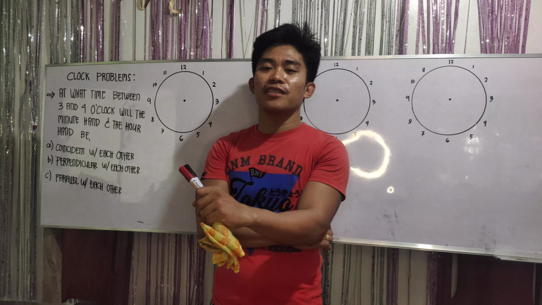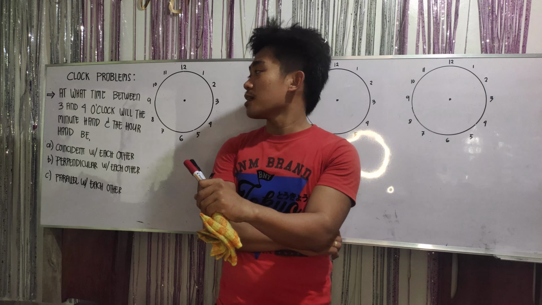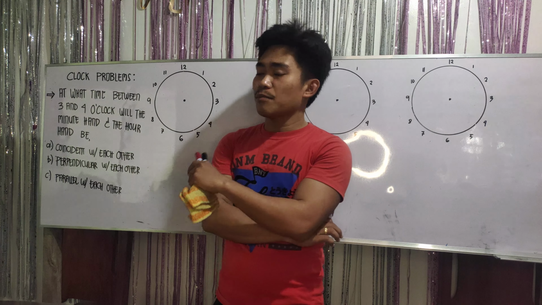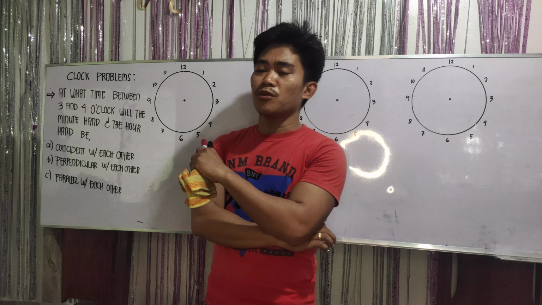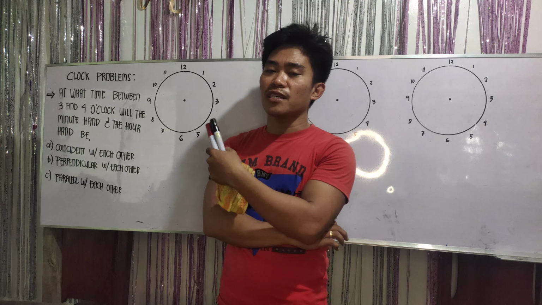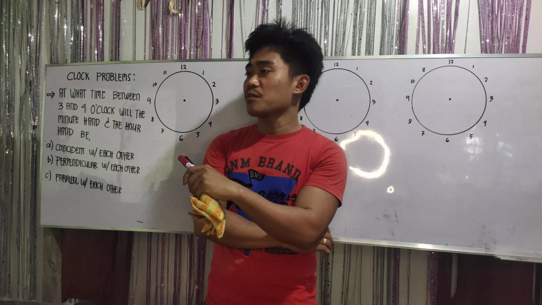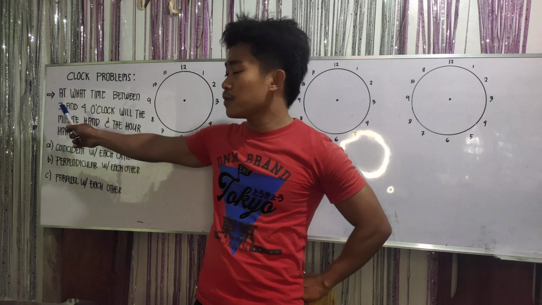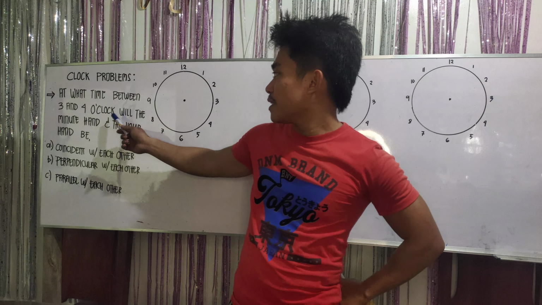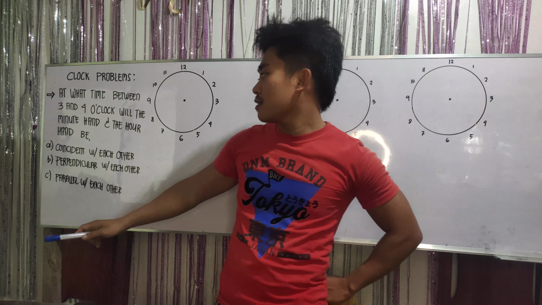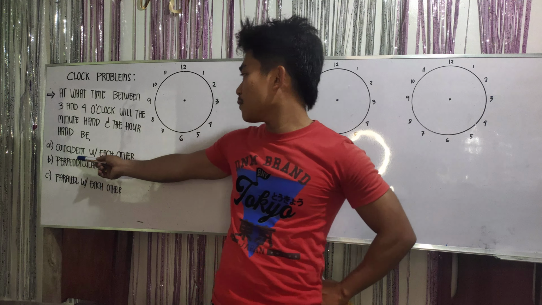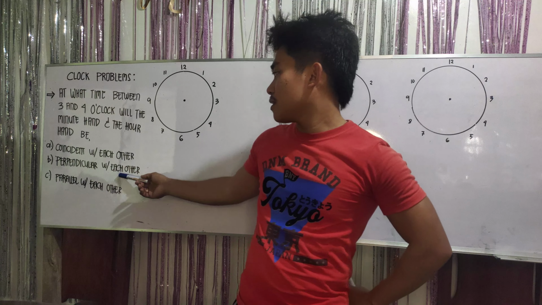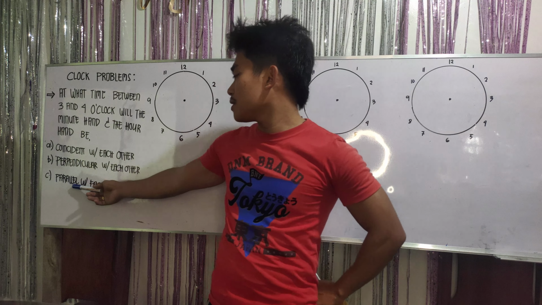Today I'll discuss a certain topic under algebra, the clock problems. This type of problem is most common and often comes out in the civil engineering board exam. So suppose the problem asks you, at what time between 3 and 4 o'clock will the minute hand and the hour hand of the clock be, letter A, coincident with each other, letter B, perpendicular with each other, and letter C, parallel with each other?